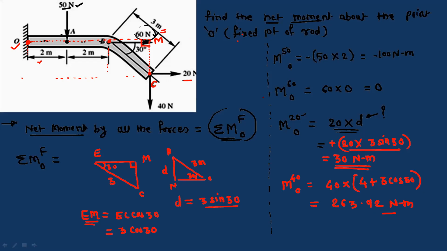And the sense of rotation is in the clockwise direction, because at point C, if we apply the force 40 Newton, it will try to rotate the complete system in the clockwise direction. And therefore, we have to take this value as minus. Okay. So we have to consider this minus sign or plus sign when we add all these moments, moment by 50, moment by 60, moment by 20, and moment by 40.